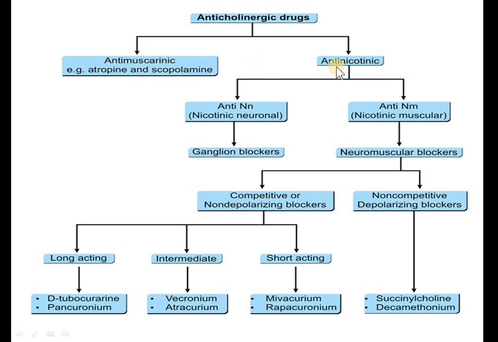Okay, then anti-nicotinic. ठीक है, ये anti-muscarinic जो बोला है, anti-nicotinic कौन है? So nicotinic neuronal, anti-NN, they are known as ganglionic blockers. Then anti-NM, neuromuscular blocker. Okay, so neuromuscular blockers कौन से? They are of different types. Competitive or non-depolarizing, non-competitive or depolarizing. So non-competitive depolarizing में आता है succinylcholine, then decamethonium. They are non-competitive depolarizing. ये classification बहुत important है, ये आया था question में.